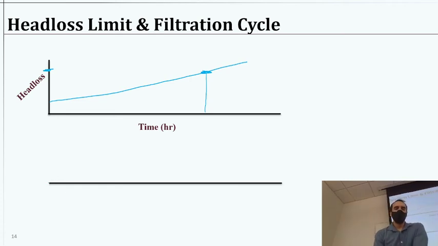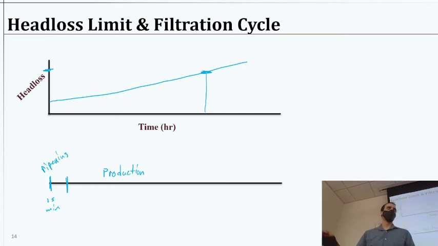So the full cycle, just the cycle timeline, I would typically denote it this way. We have the first stage as ripening, and actually what I'll do is I'll write it here. This is probably something like 15 minutes, typically. Then we have production. So we have production for the bulk of the time. So we're producing clean water here. This is going to be used downstream.